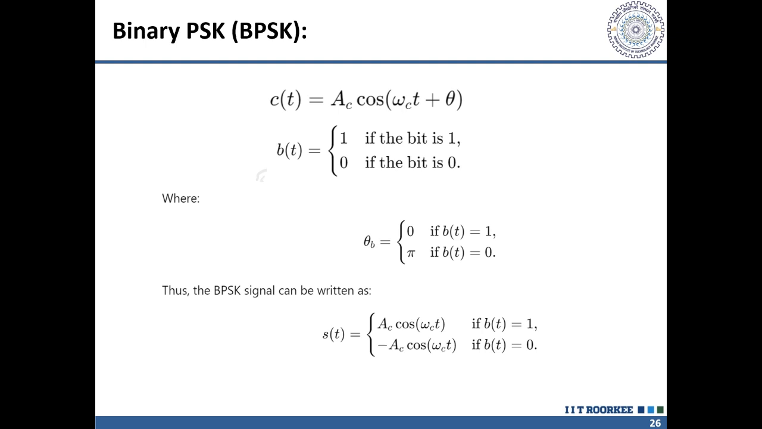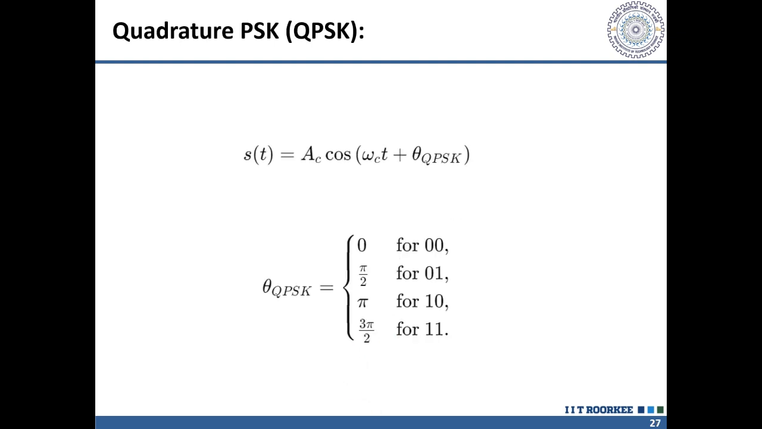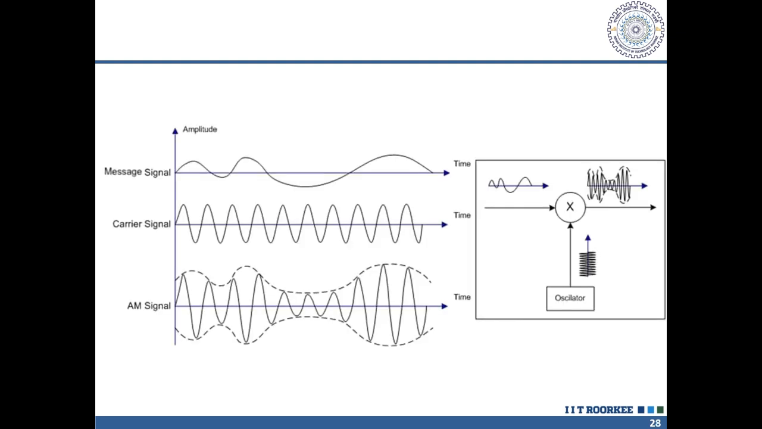In binary, the value of theta b is only 0 or pi. And the output we get is, when it is 0, the same signal, but when it is pi, the signal gets the negative output of the original one. And in the quadrature one, we have four values: 0, pi by 2, pi, and 3 pi by 2. And the output depends on the phase, pi by 2, and like this is basically the signal output.